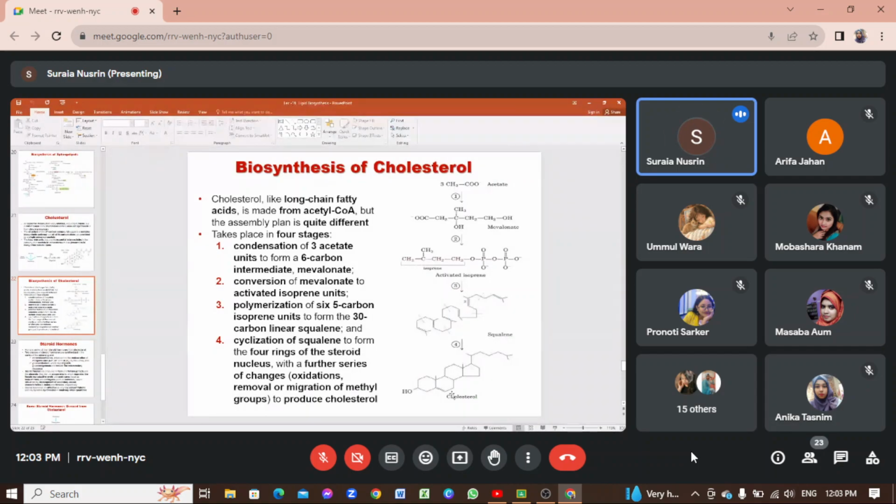Okay, so that is about cholesterol. And here the reaction, if you want to learn the reaction by chemical structure, that is fine, but if you don't, that is even okay.